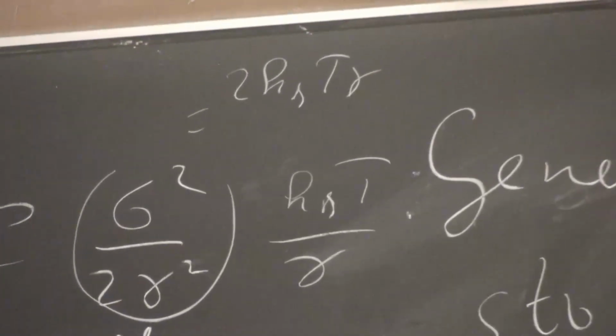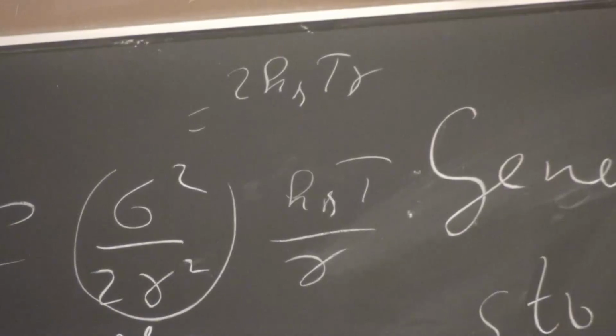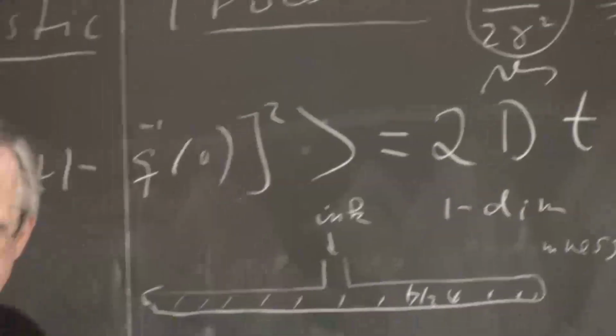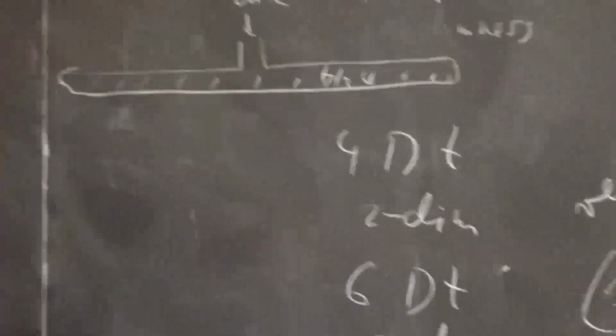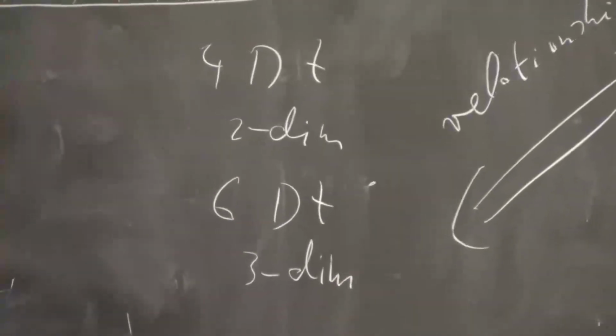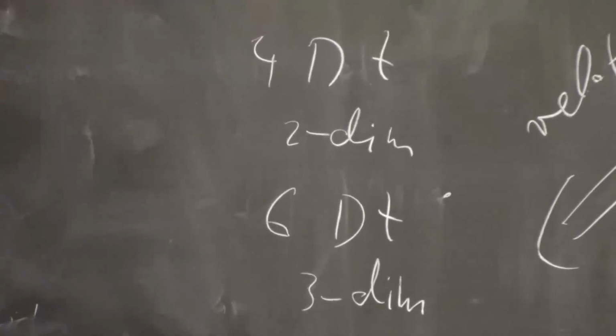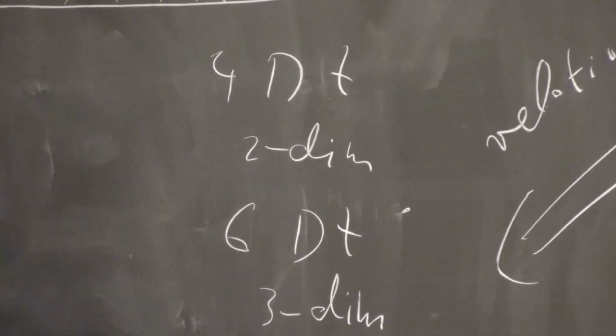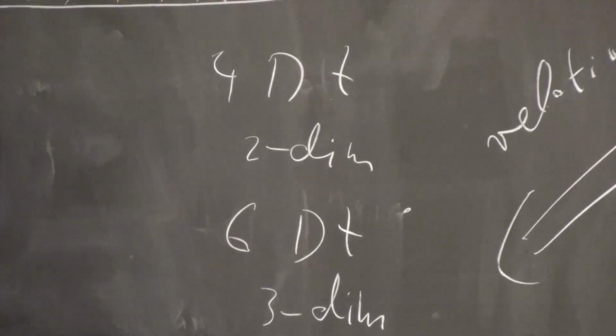If you go to 2 dimensions, it is 4Dt. If you go to 3 dimensions, it is 6Dt. Very easy to derive, and you see the derivation in the notes that were already posted for you, which Wei was kindly putting together. So you can derive it yourself.